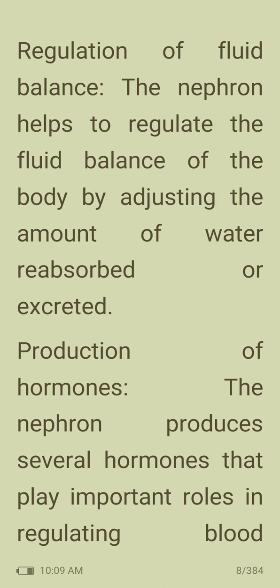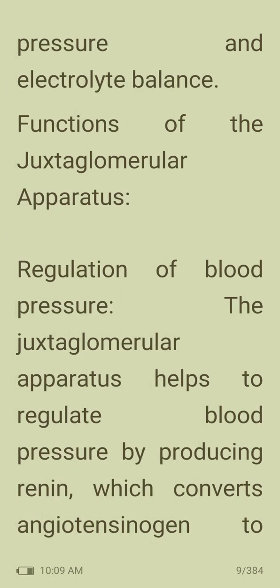Then regulation of fluid balance. The nephron helps to regulate the fluid balance of the body by adjusting the amount of water reabsorbed or excreted. Then production of hormones. The nephron produces several hormones that play important roles in regulating blood pressure and electrolyte balance. Then functions of the juxtaglomerular apparatus.